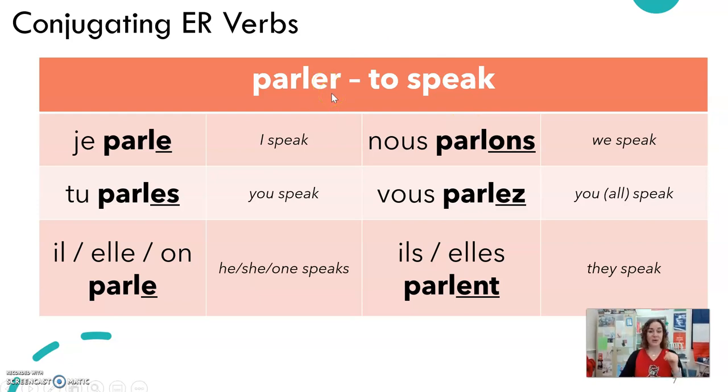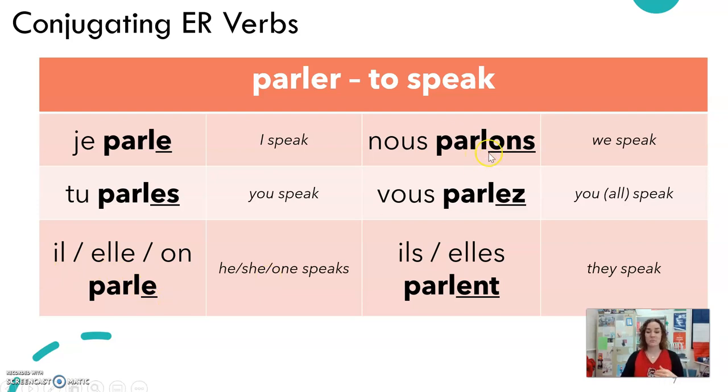Parler is an ER verb, so what I will do is remove the ER from the verb parler, and then I will add these endings instead. E, ES, E, ONS, EZ, ENT. So for the verb parler, je parle, I'll add an E. Tu parles, ES for tu. For the il, elle, on forms, I'll have just the letter E. Il parle, elle parle, on parle.